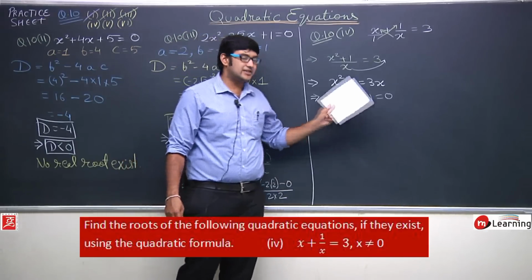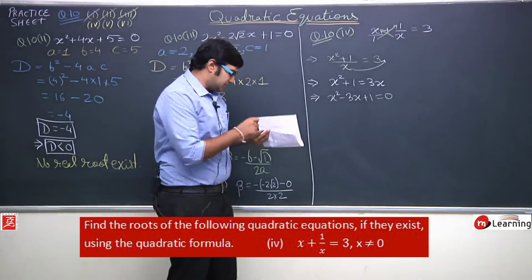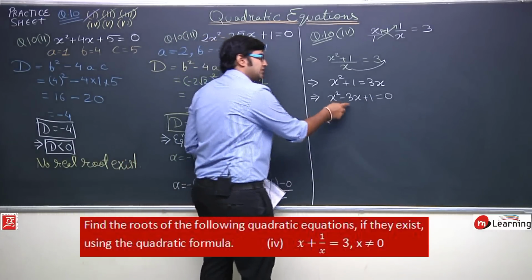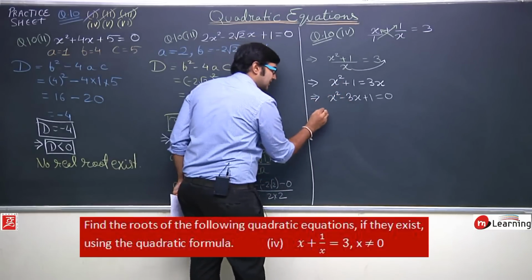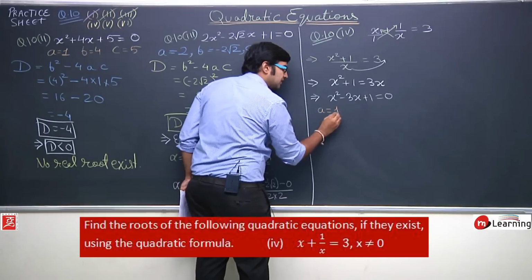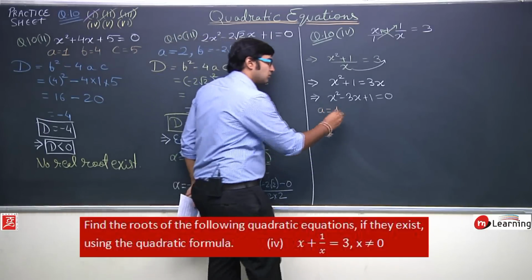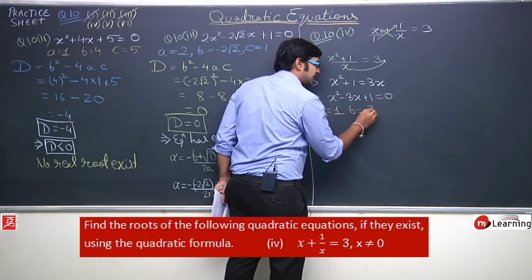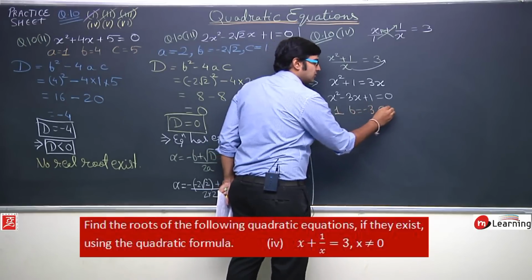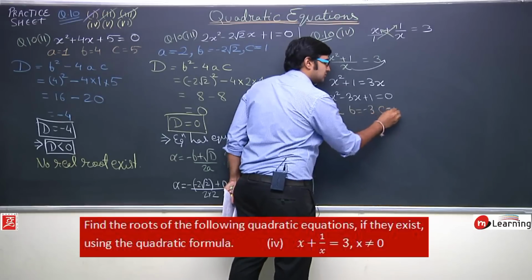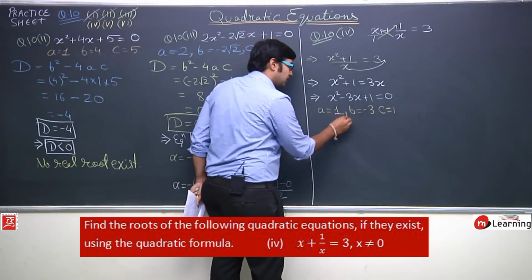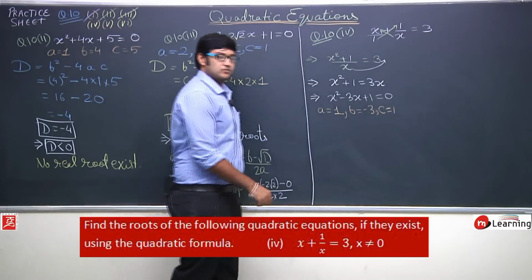Now if x square minus 3x plus 1 is a quadratic equation, by looking at this equation, I can say the value of a is 1. Okay, the coefficient of x square is 1. What is the coefficient of x? It is minus 3, and the constant term is equals to 1. So we have got all the three values.